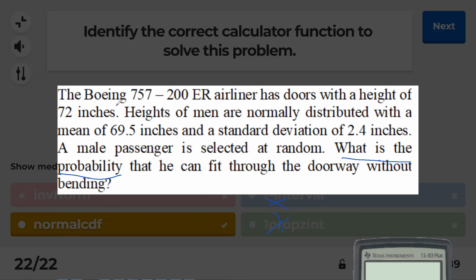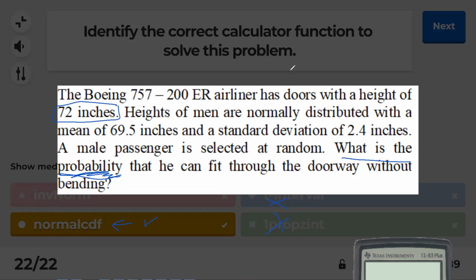So when I'm being given a value and being asked to find a probability, that's normal CDF. If it was the other way around, if I was being given a probability or percent and being asked to find a value in inches, that's when it would be inv norm.